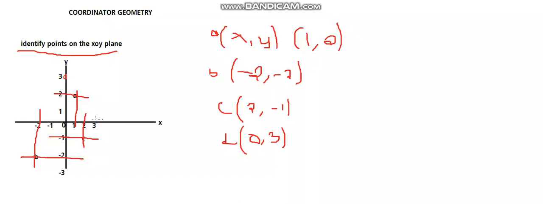What if we had a point here? What would be the coordinate? If I had a point here, that would be 3, comma 0. On the x-axis, y is always what? 0.